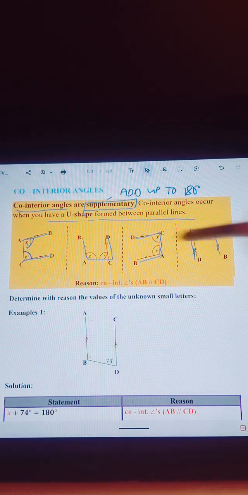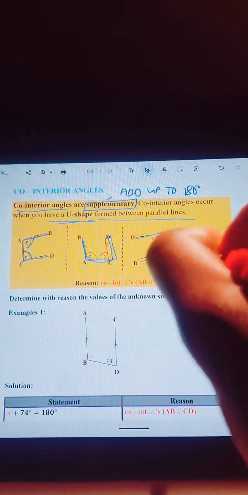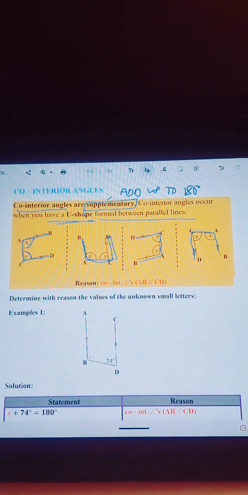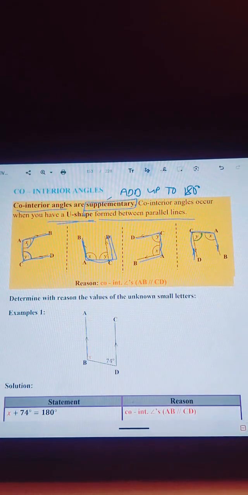So co-interior angles are supplementary. Co-interior angles occur when you have a U shape, like you can see here. It's like a U facing that side, a U facing up, a U facing to the left, and a U facing down. Otherwise, at the end of the day, who is in a relationship? This angle and that angle.